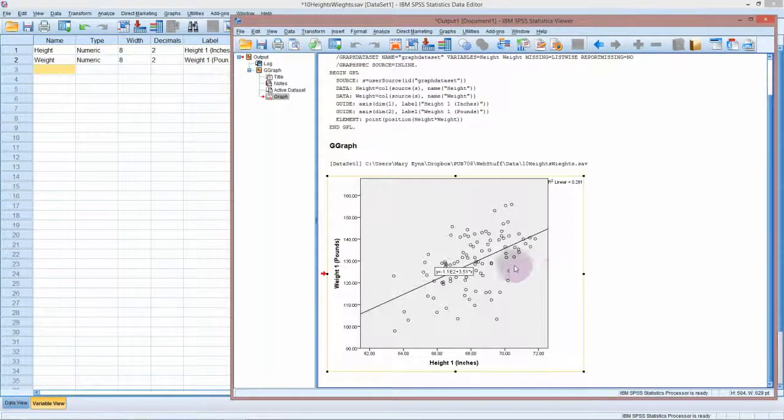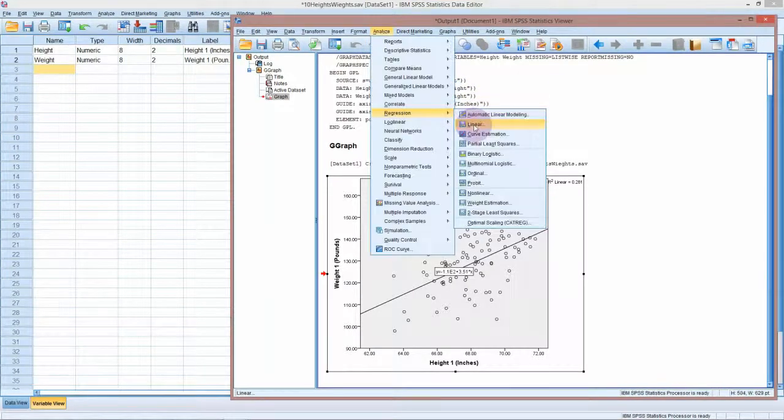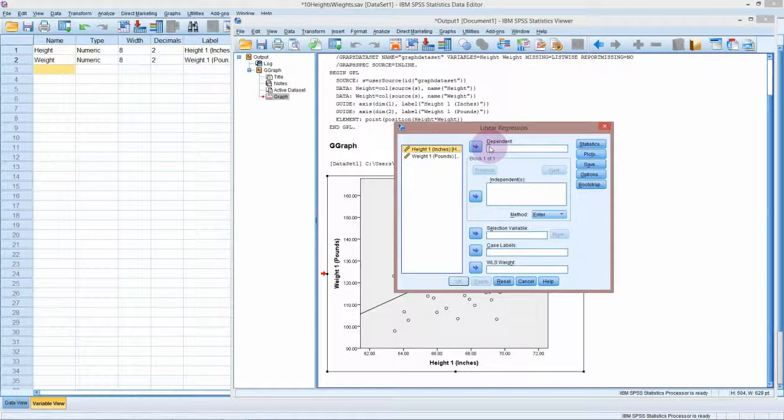Close. So this is the picture which shows what's going on. It even gives us the regression equation here and the R-squared, which is almost all the output we need. But we're going to run the regression anyway and have a look at the residuals. So we go to Analyze, Regression, Linear. Our dependent variable or our response variable is weight, and our independent variable is height.